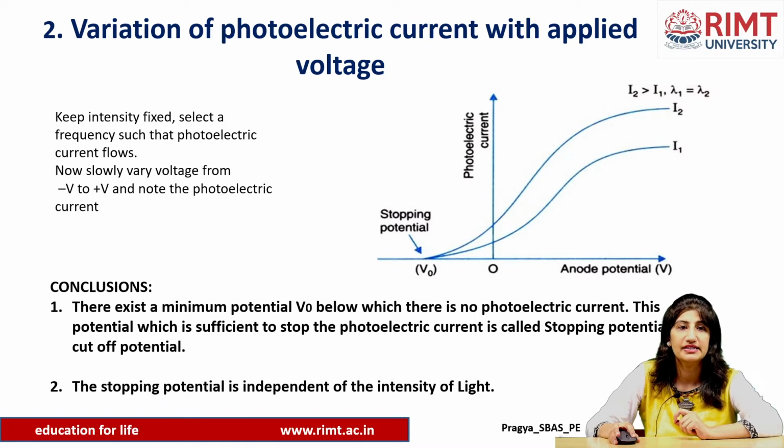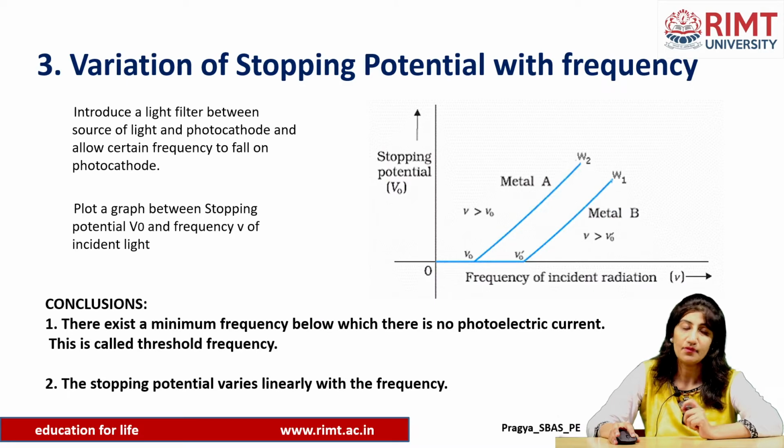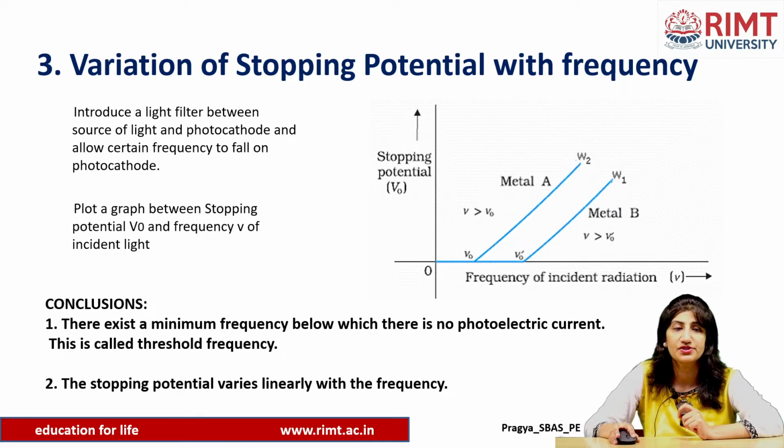Also from the graph we see that this stopping potential is independent of the intensity of light, because for two different intensities I1 and I2, the stopping potential is the same. Third variation: we plot the stopping potential against the frequency of light. For this we introduce a light filter between the source of light and the photocathode and we allow a certain frequency to fall on the photocathode. Now, we plot a graph between stopping potential along the y-axis and the frequency of incident light along the x-axis.